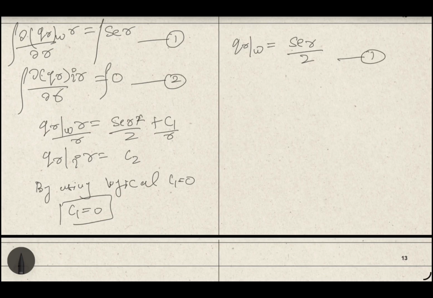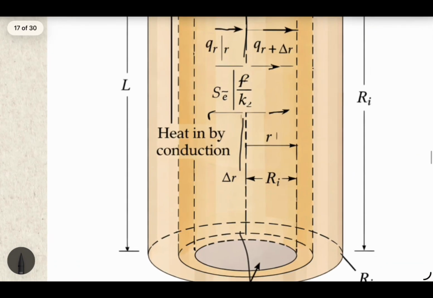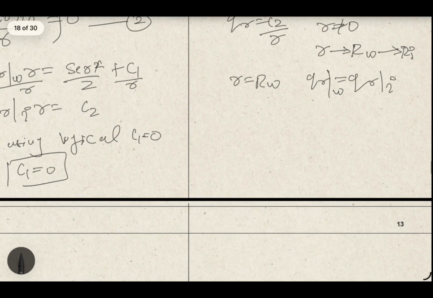Now the other equation is QR equals C2 by R. We cannot put R equal to 0 here because R starts from RW and goes to RI. So we need another boundary condition, that at R equal to RW, QR of wire is equal to QR of insulator. If I explain, at this interface, whatever flux is QR at wire at R equal to RW would be equal to QR of insulator at R equal to RW. So we will be using that.